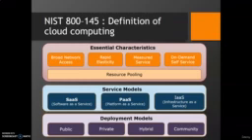Next is infrastructure as a service, the capability provided to the consumer to provision processing, storage, network, and other fundamental computing resources, where the consumer is able to deploy and run arbitrary software, which can include operating systems and applications. The consumer does not manage or control the underlying cloud infrastructure but has control over the operating systems, storage, and deployed applications, and possibly limited control over network components.